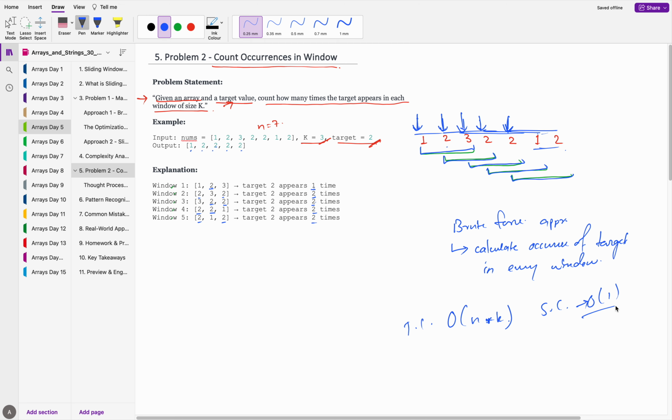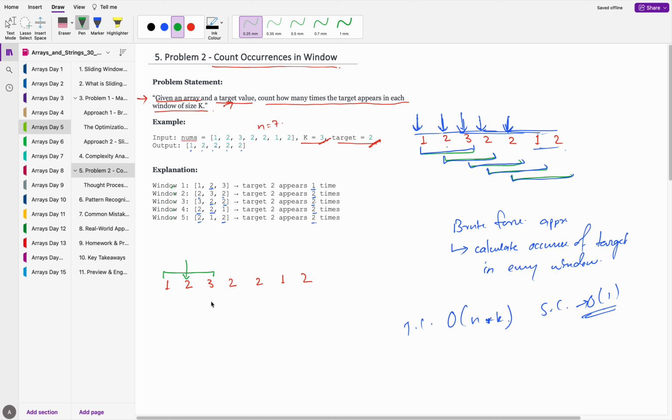But what are we focusing upon here is, as you can see, हम क्या कर रहे हैं? Repetition नहीं कर रहे हैं. For this very first window, we already knew that there is 2, correct? But moving forward, for the rest of the windows, we can clearly see that. Let me write it again. 1, 2, 3, 2, 2, 1, and 2. है ना? For this very first window, we knew कि एक बार 2 आ रहा है.